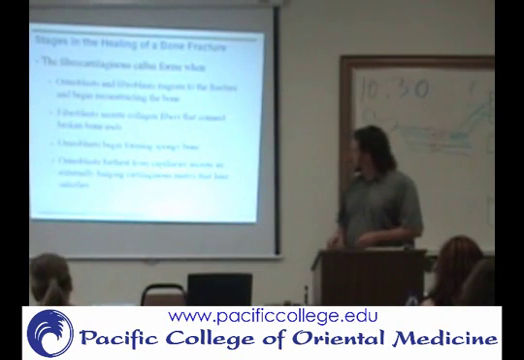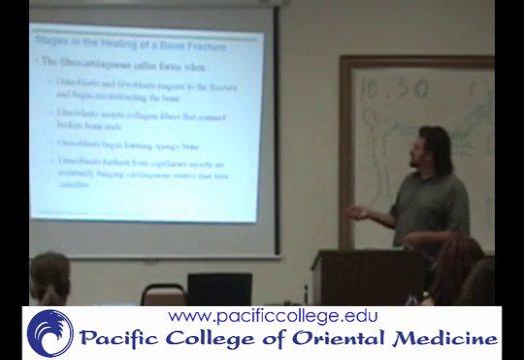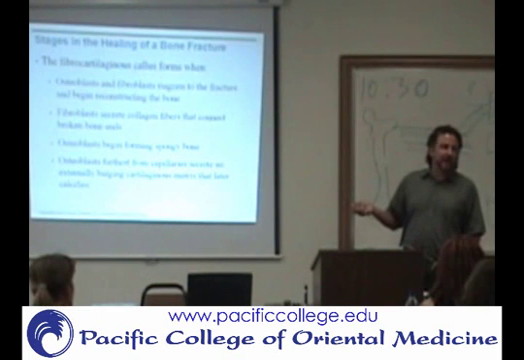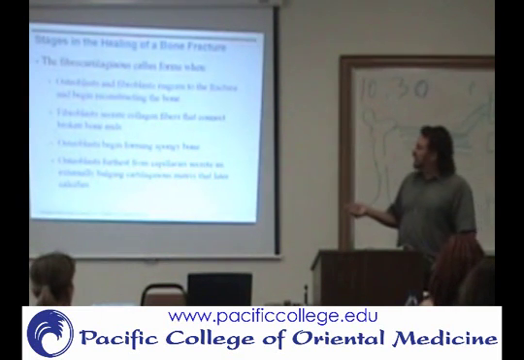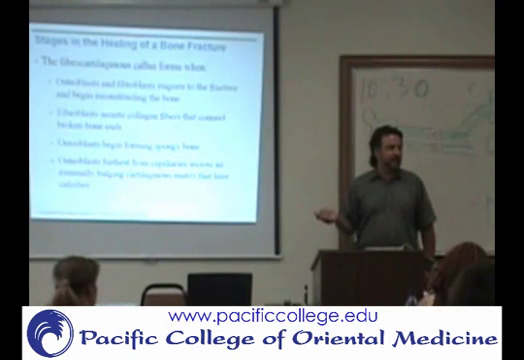All right, so where are we at here? So then osteoblasts and fibroblasts. Remember, anything that ends in blast, those are the immature types of cells. Osteoblasts are going to be laying down bone. Fibroblasts are going to lay down fibrous tissue.